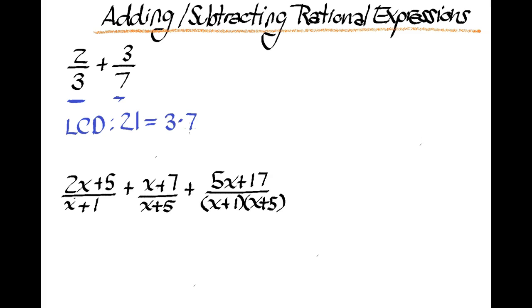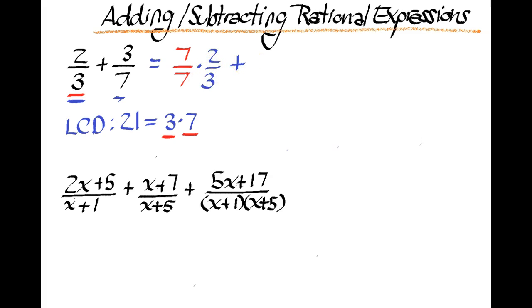Alright, so now that we located our LCD, we need to rewrite each of these fractions with our LCD as the denominator. So how do we do that? Well, the first thing we do is we figure out what factor is missing from the denominator, and we multiply both the numerator and the denominator by that. So in our first fraction we have the factor of 3. So if we compare 3 to the factors in our LCD, the missing factor is 7. So we multiply our first fraction by 7 over 7.